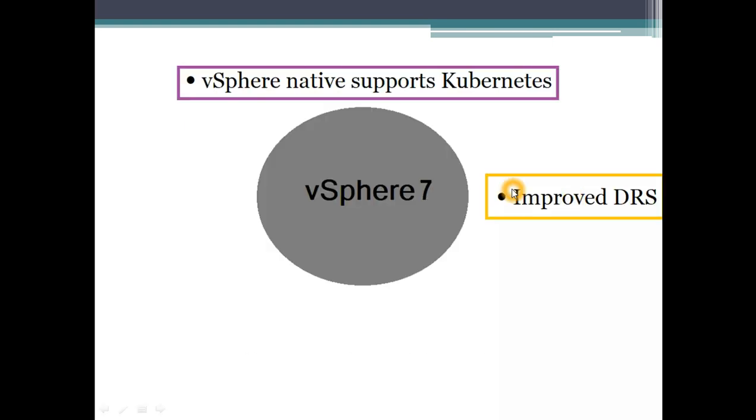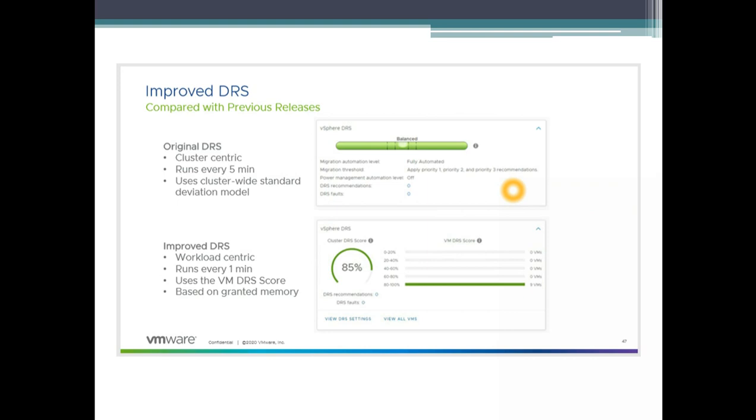Let's jump into the improved DRS. We all know DRS, Distributed Resource Scheduler, is an important feature of VMware. The original DRS was cluster centric, ran every 5 minutes on the cluster, and used a cluster-wide standard deviation model. And you all remember this is how the balanced cluster looks, which is the ideal scenario if you have a cluster like this.